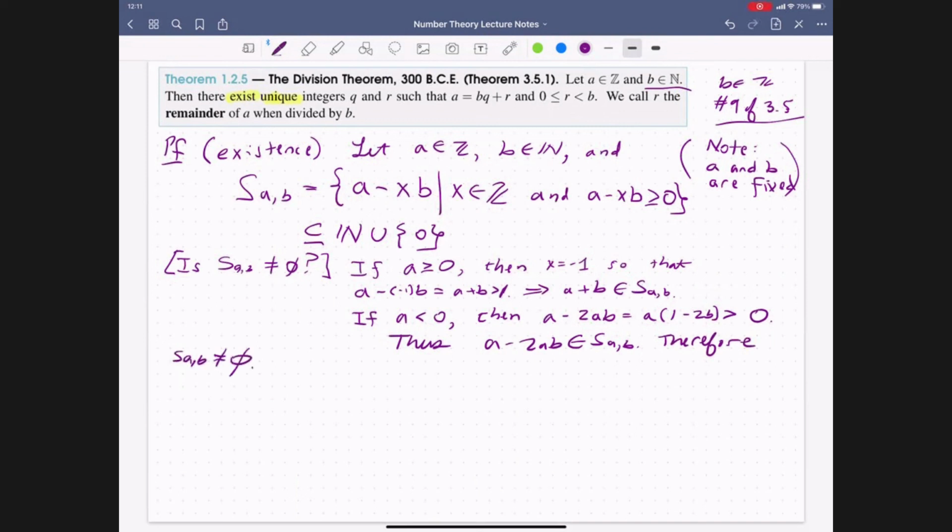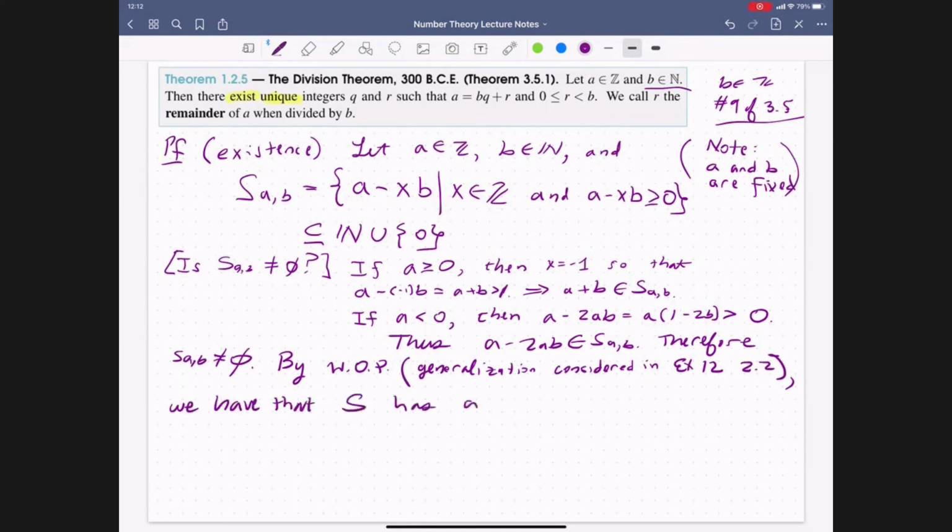And now, by the well-ordering principle, well, to be fair, this is technically an adjustment of the well-ordering principle. The generalization of the well-ordering principle considered in exercise 12 of 2.2. So this is going to be one of the homework problems. We have that S has a least element. And this comes as no surprise. We're using something that we have not proven yet, but you'll be proving this for homework.